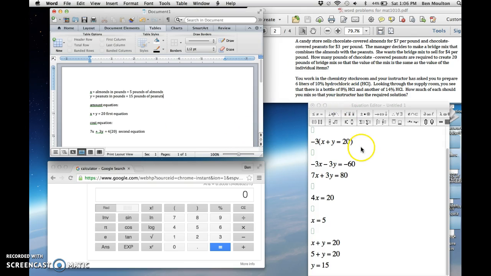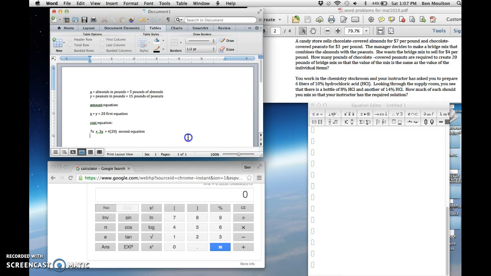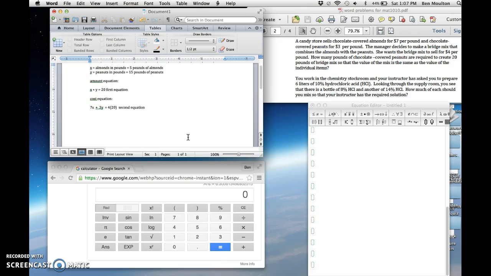Should we look at the similar situation for this next one? Okay, let's try it out. All right, so we're going to take a look at, we're working in a chemistry storeroom. So this time, let's go ahead and set it up where we've got our x value. Let's represent that by our 8% solution. And our y value, that'll be our 14% solution.